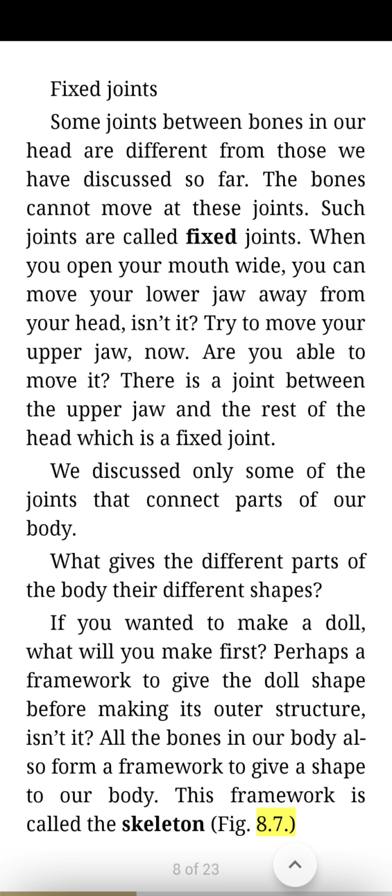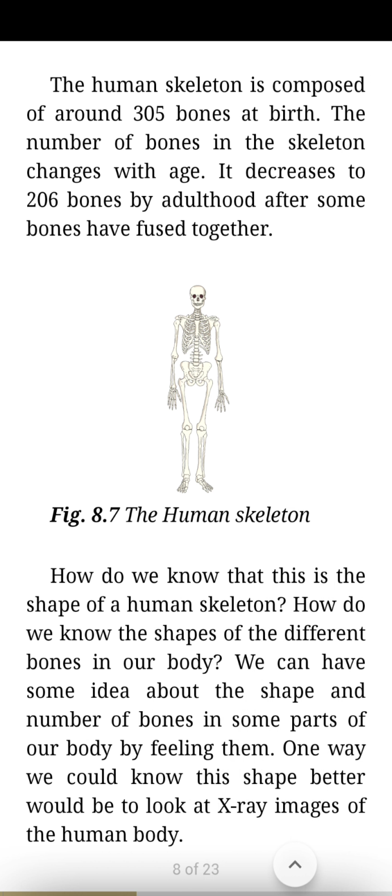Fig. 8.7. The human skeleton is composed of around 305 bones at birth. The number of bones in the skeleton changes with age. It decreases to 206 bones by adulthood after some bones have fused together. Fig. 8.7. The human skeleton. How do we know that this is the shape of a human skeleton? How do we know the shapes of the different bones in our body?